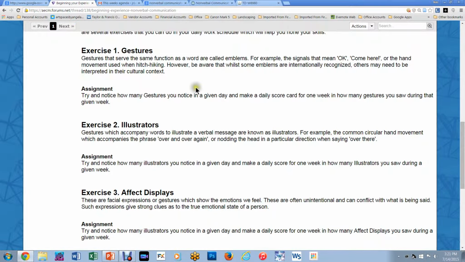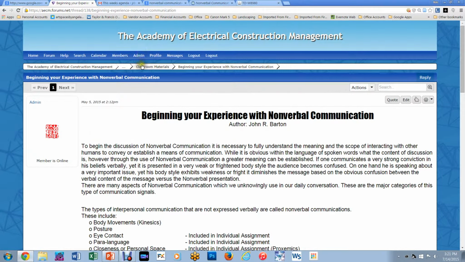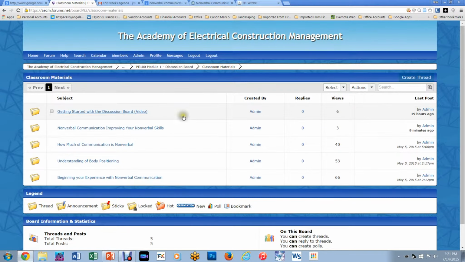So that's essentially what's in this classroom material information. From here, we're pretty much ready to move on to the individual assignment once you've completed this part.